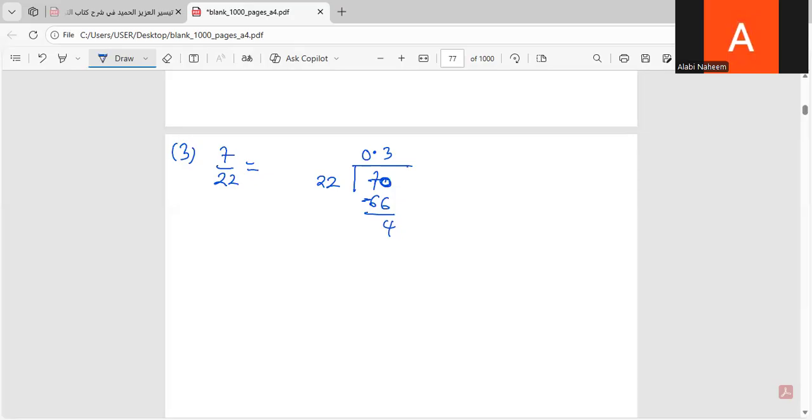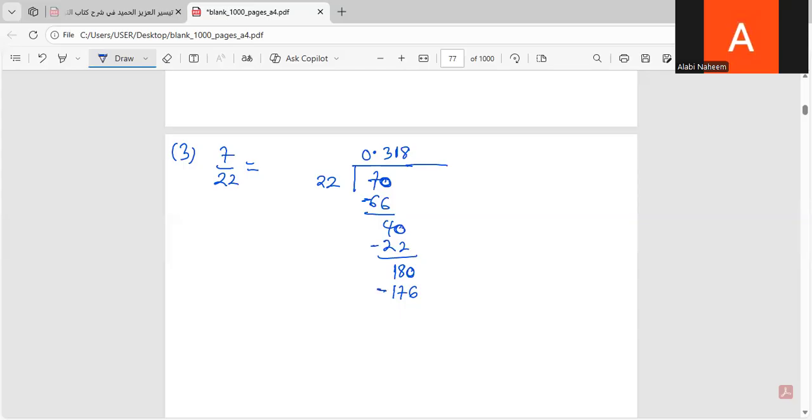22 in 4. Also 4 is smaller. So you include 0. 22 in 40. That's just 1. 22 times 1, 22. Subtract 40 minus 22. That's 18. 22 in 18. Also 18 is smaller. So you include 0. 22 in 180. That's 8. Right? 22 times 8, 176. That is the highest multiple of 22 before 180. So that's why I say it is 8.